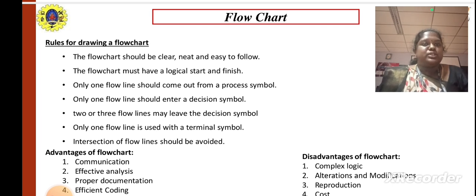Only one flow line should come out from a process symbol. Only one flow line should enter a decision symbol. Two or three flow lines may leave a decision symbol. Only one flow line is used with the terminal symbol. Intersection of flow lines should be avoided.